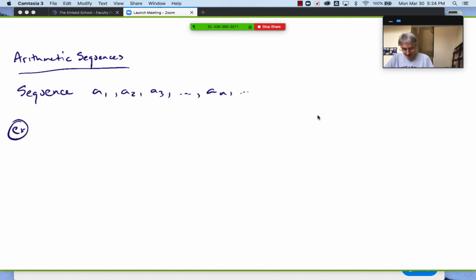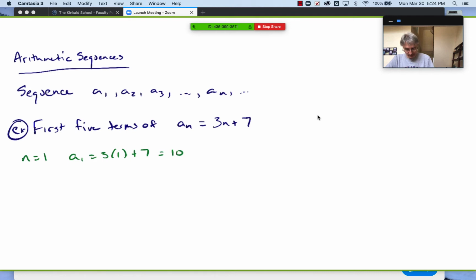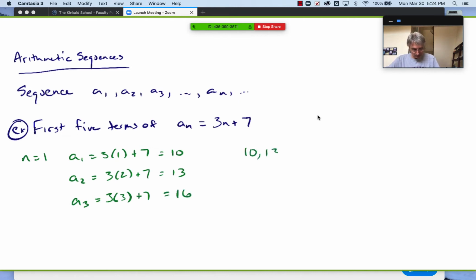An easy type of problem would be to say, find the first 5 terms of a sub n equals, and then you're given some formula. And so the way I would do that is I'd start by saying, well, n equals 1, so a sub 1 equals 3 times 1 plus 7, which is 10. And then a sub 2 equals 3 times 2 plus 7, so 13. A sub 3, and so on. And so maybe I see the pattern at that point: 10, 13, 16, 19, 22.